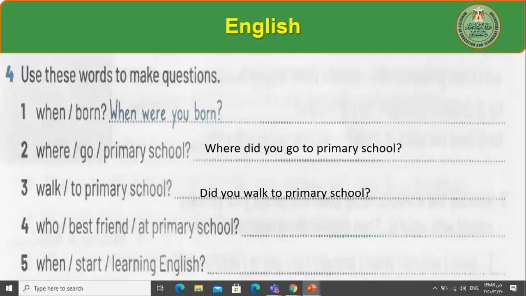We used to. Did you walk to primary school? Yes I did or no I didn't. Number four. Who was your best friend? Who was your best friend at primary school?